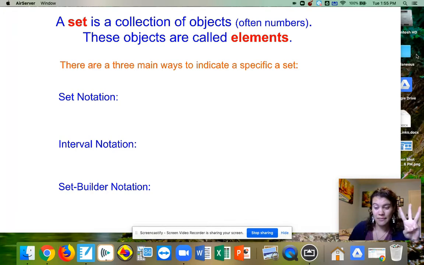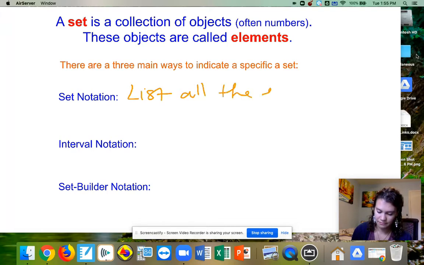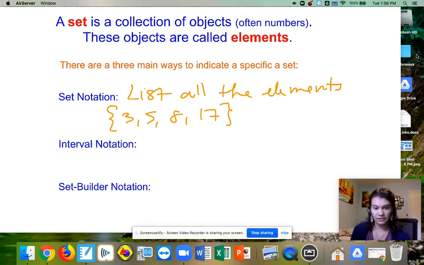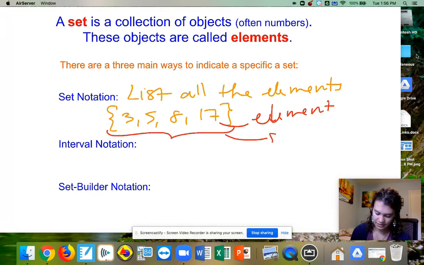There are 3 main ways to actually talk about sets. The first one is set notation. This one you just list all the elements. For an example, you're going to want to use curly brackets. If we have a set 3, 5, 8, and 17, this would be written in set notation. We just listed them all out. Each of these numbers would be an element, and then the whole thing together is a set.